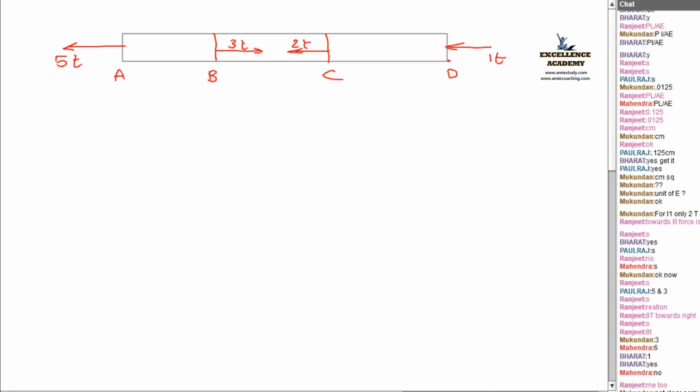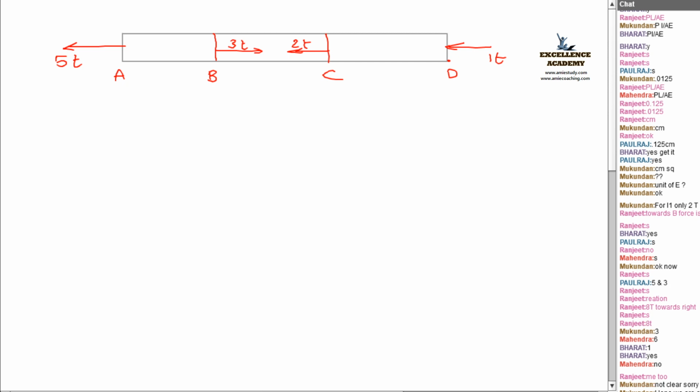So 5 ton is the maximum ton which is acting on the body. That is not fine to me. I don't know what you are saying. Okay, let me discuss this thing first, after that we can go through that. Say 5 ton is acting here like this, and 3 ton is acting here like this.